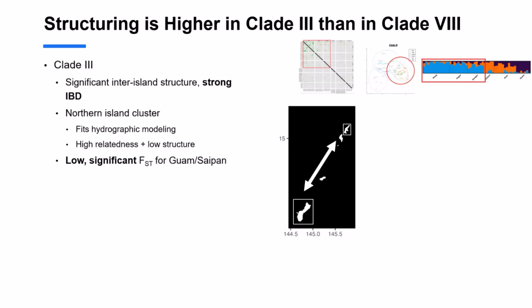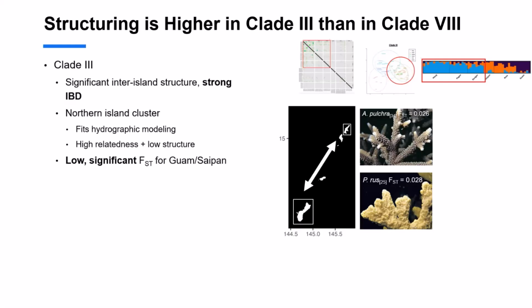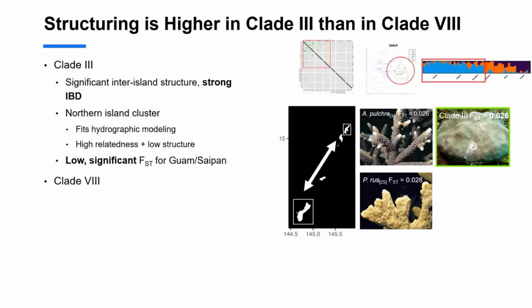Additionally, Clade 3 has low but significant structure in terms of its FST between Guam and Saipan. And I highlight those islands because we can compare them directly to other species of coral in this region. So Acropora FST between Guam and Saipan was 0.026, and Porites rus was 0.028. And here's what Clade 3's FST looks like. So right in the neighborhood of what we would expect in terms of the magnitude of structure between these islands.